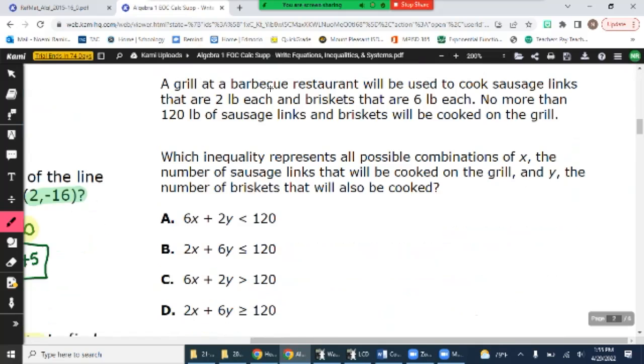It gives you X and it gives you Y. Tell me, what does X represent? Number of sausage links. And what does Y represent? Number of briskets.